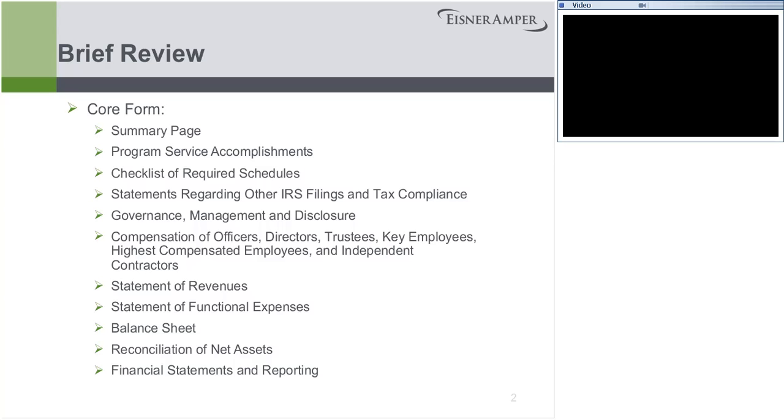They ask about compensation of officers, directors, trustees, and key employees, and we went over the definitions of those. You have your statement of revenues, your statement of functional expenses, which typically gets a lot of attention because that's how people do their ratio analysis of how much you charge to program, management in general, and fundraising. The balance sheet, the reconciliation of net assets, financial statements, and reporting.